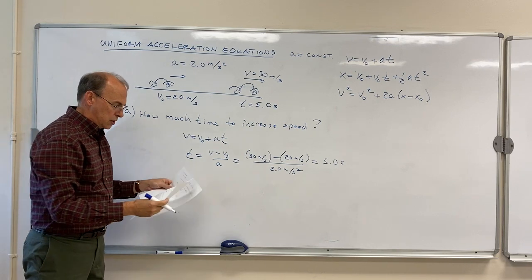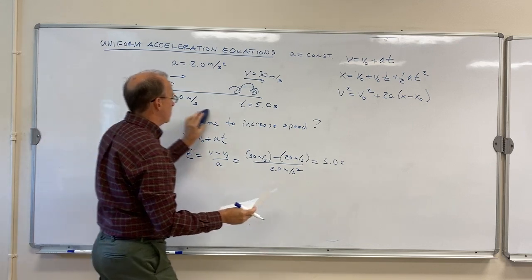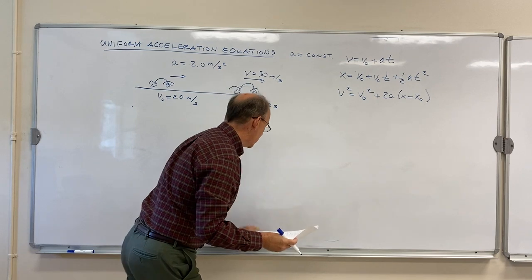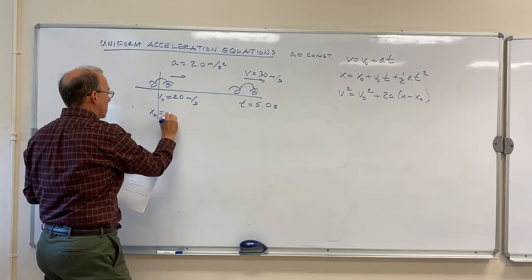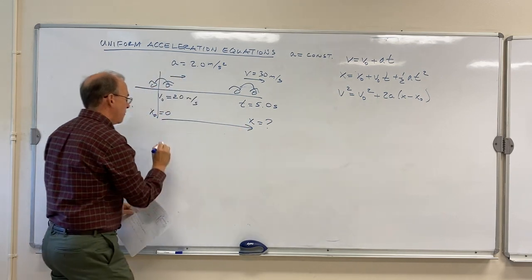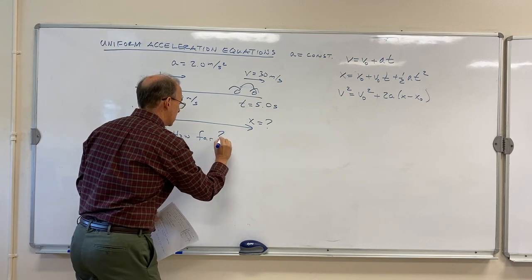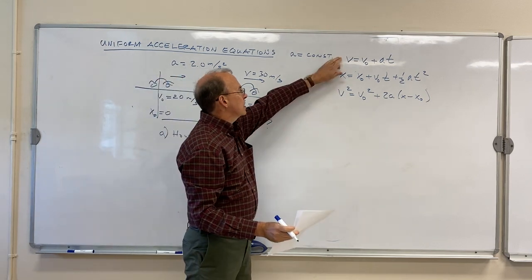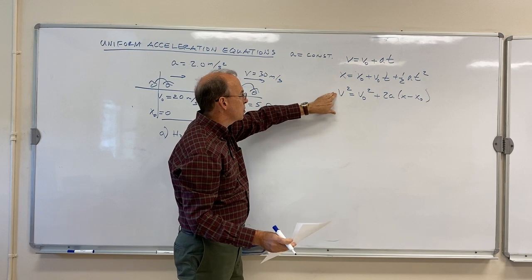Let's ask another question about it. Let's ask, how far did the car travel during that time? So if we let this position be x sub 0 equals 0, we now want to know what is x, how far. So we need an equation with x in it. This one doesn't have an x, we can't use that. So we can use either this equation or this one.